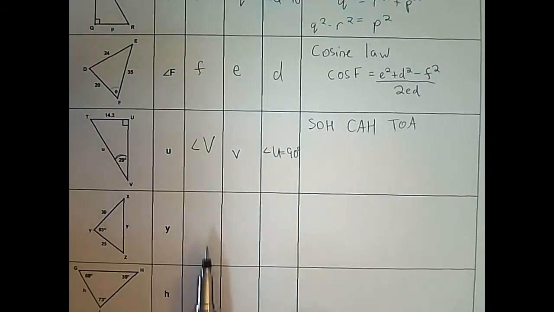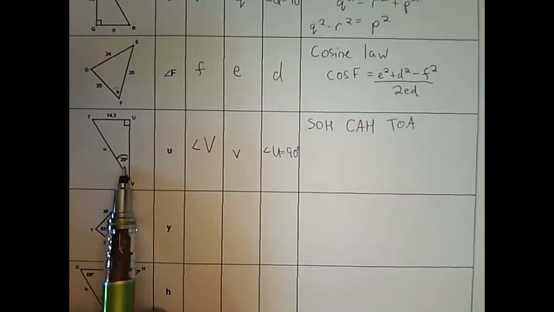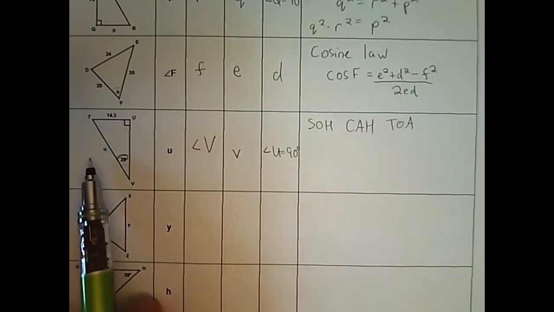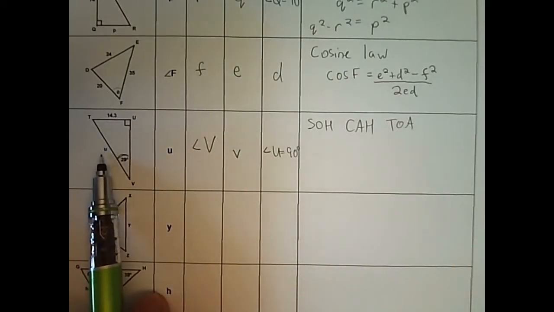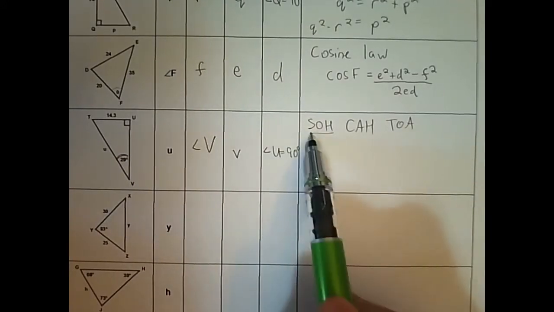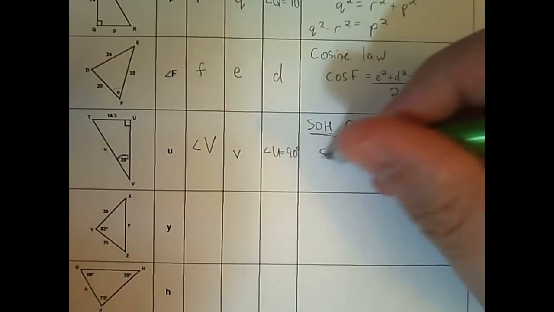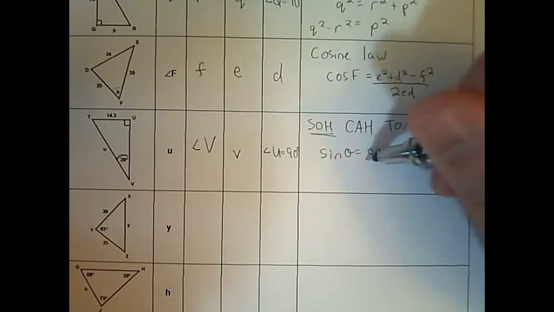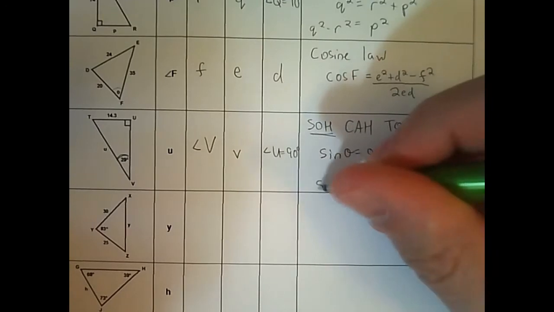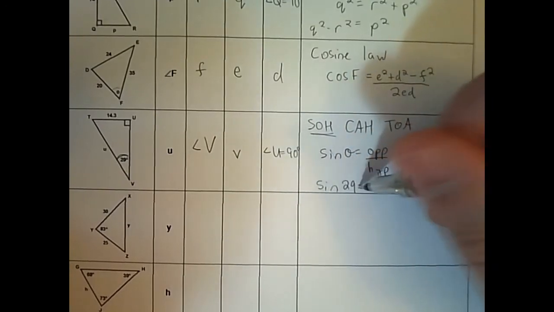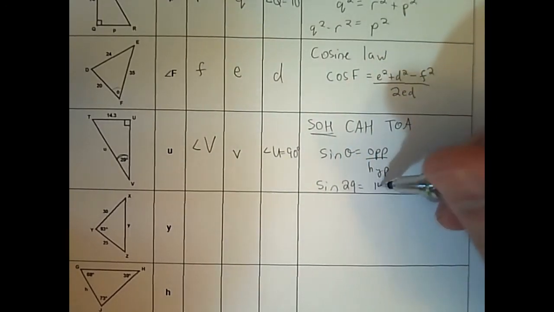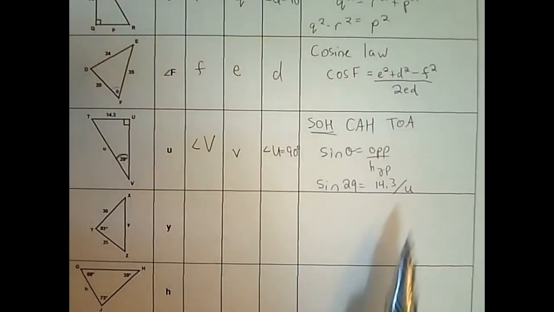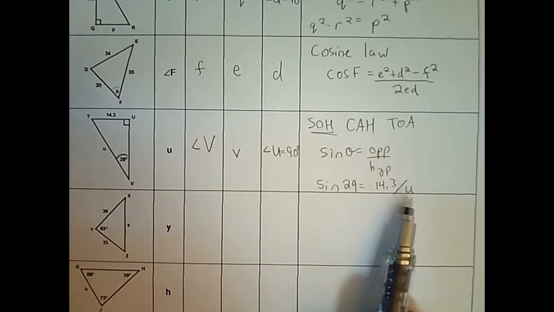And what information do I have? Well, I have the angle, I have the opposite side, and I'm trying to find the hypotenuse. So that's going to be sine, where we have sine theta is equal to opposite over hypotenuse, which is equal to sine 29 is equal to 14.3 over side u, and then we would just isolate for that by switching places.